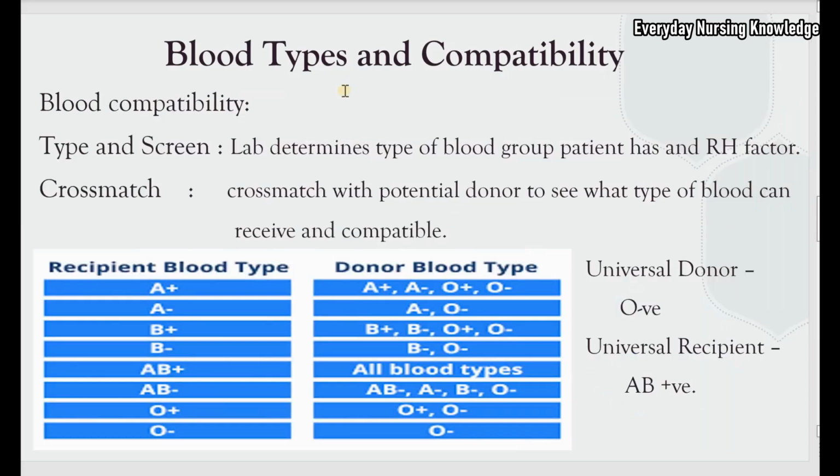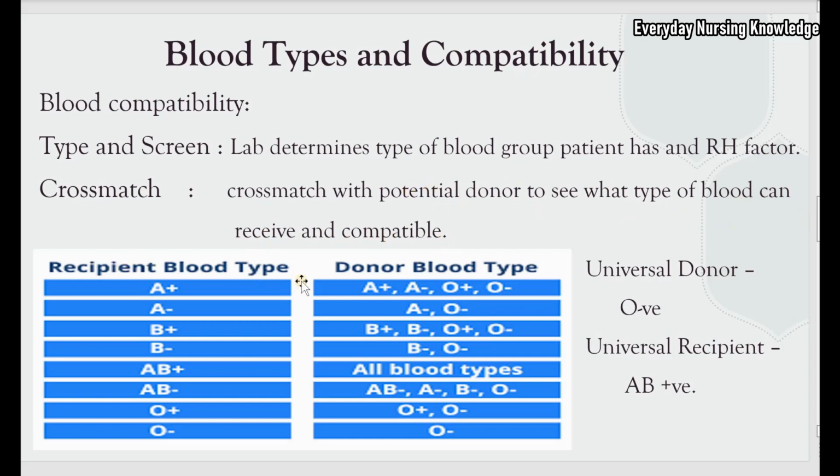Now, what is blood compatibility? So before blood transfusion, two tests are done, type and screen. That is, the lab determines what type of blood group a patient has, and the Rh factor. Now, cross match is a test that crosses the recipient blood with a potential donor to see what type of blood a person can receive and is compatible.